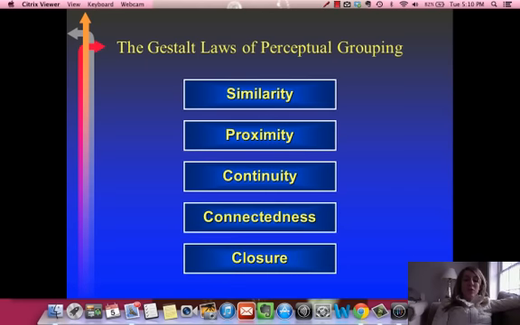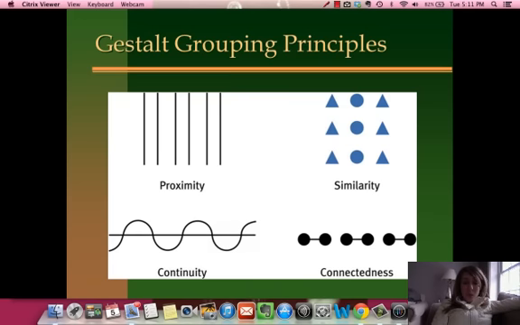So here are the different laws of grouping you have to know: similarity, proximity, continuity, connectedness, and closure. They're actually pretty easy to understand once you see them. So proximity is the idea that we group figures together that are closer together. So you see this as 3 groups of 2, not 6, right? Because these 2 are closest and these 2 are closest and these 2. So this is 3 groups of 2 lines.